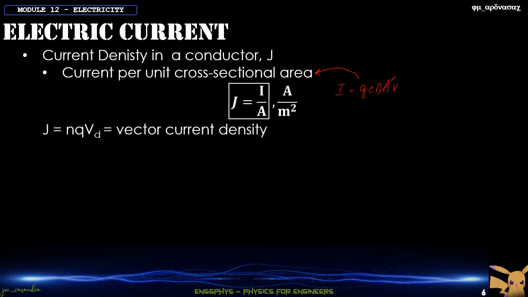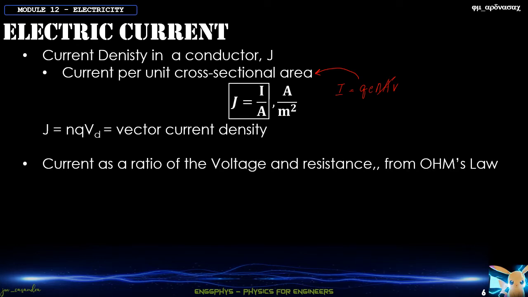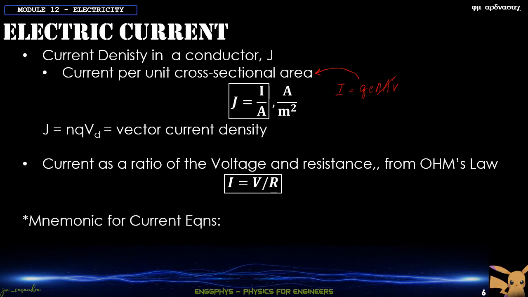So another way to define our electric current is as the ratio of your voltage and your resistance, taken from your Ohm's law, which states that our current is directly proportional to the voltage and inversely proportional to the resistance. Okay? So from these equations, we can now have a mnemonic for your current equations. If you think that this will be helpful for you to remember the equations, then you may use it.